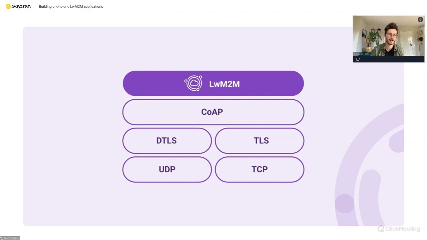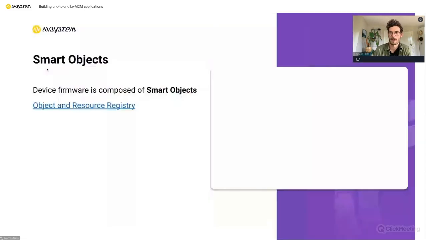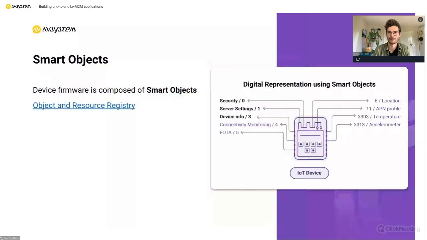And if you go one step deeper, then CoAP runs on either UDP or TCP. But by default, it runs on UDP because we see that that's quite often the preferred protocol of choice because it's lightweight, has a very small header size, and doesn't require the handshake that TCP requires. But in case you do need more reliability, then you can also use the TCP protocol under this lightweight M2M layer.